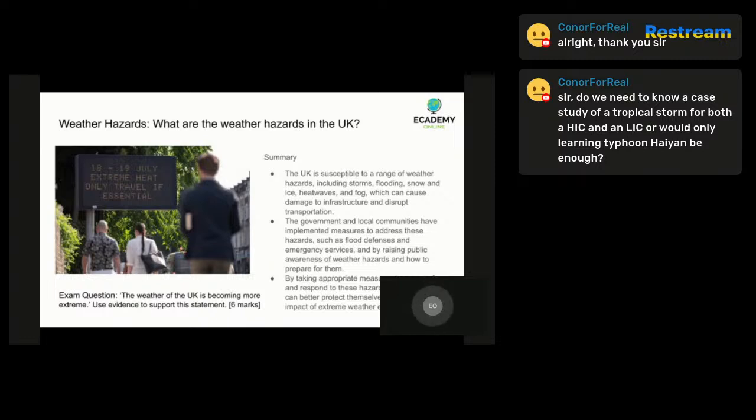Fog is a common weather hazard in the UK, particularly in autumn and winter months, and this can lead to reduced visibility and disrupt transportation. And so the UK government has taken some measures to help protect communities, and this might include investing in flood defences, having regular maintenance of transportation infrastructure, providing emergency services, particularly when there are extreme weather events, and raising public awareness of weather hazards and how to help prepare for them.